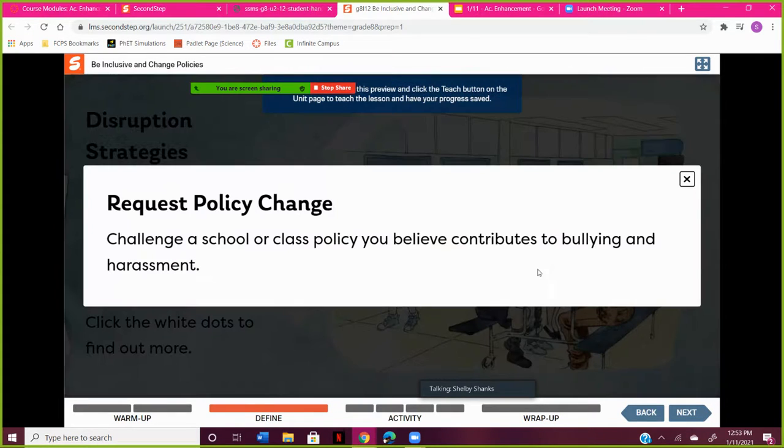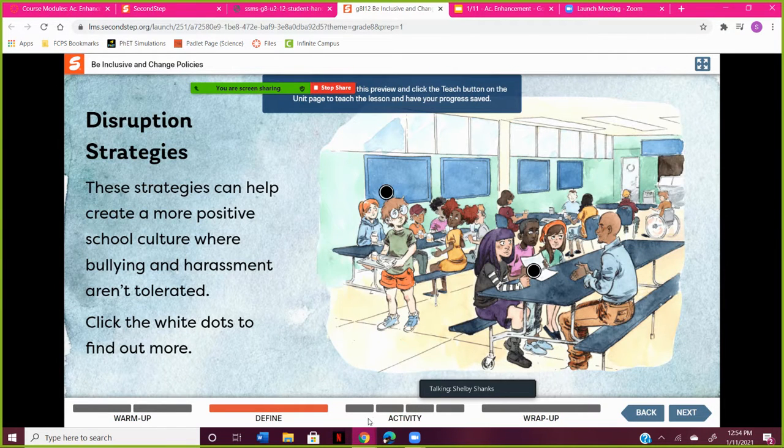Here is another one, which is to request policy change. It says to challenge a school or class policy you believe contributes to bullying and harassment. So maybe there's a policy at Hayes, hopefully there's not, that you would like to change or see better, so that there isn't as much bullying and harassment at Hayes.